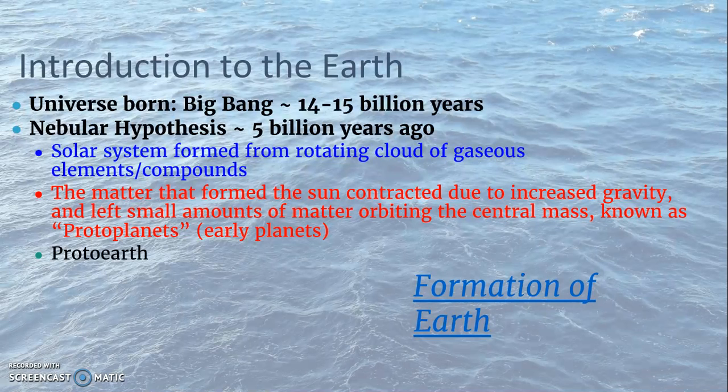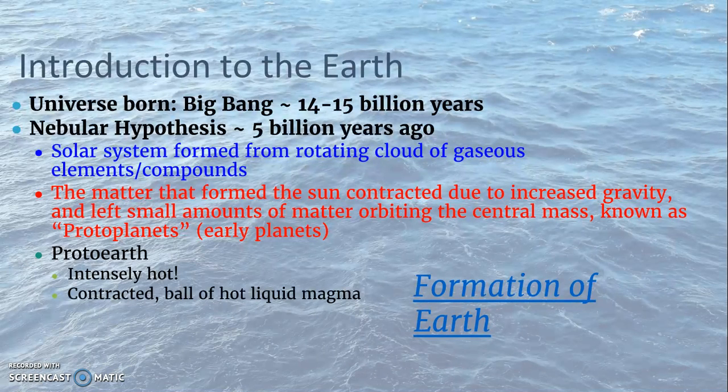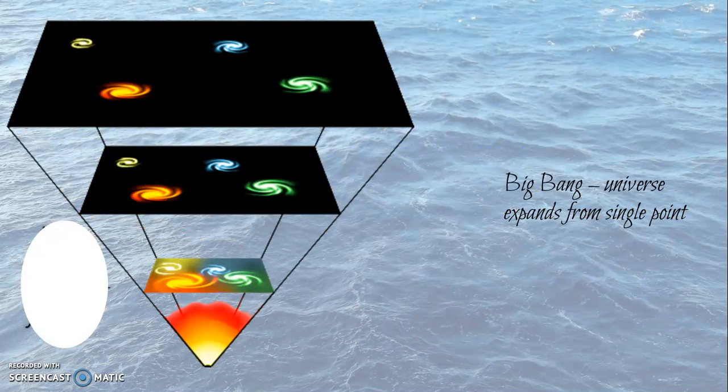So let's talk a little bit about proto-Earth. It was intensely hot, a contracted ball of hot liquid magma. When our proto-Earth started to form, the densest material was starting to move towards the center, which eventually is going to create our dense core.